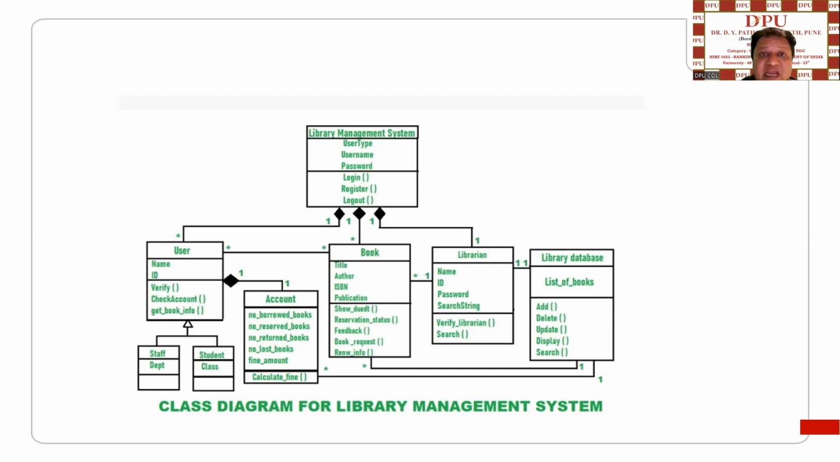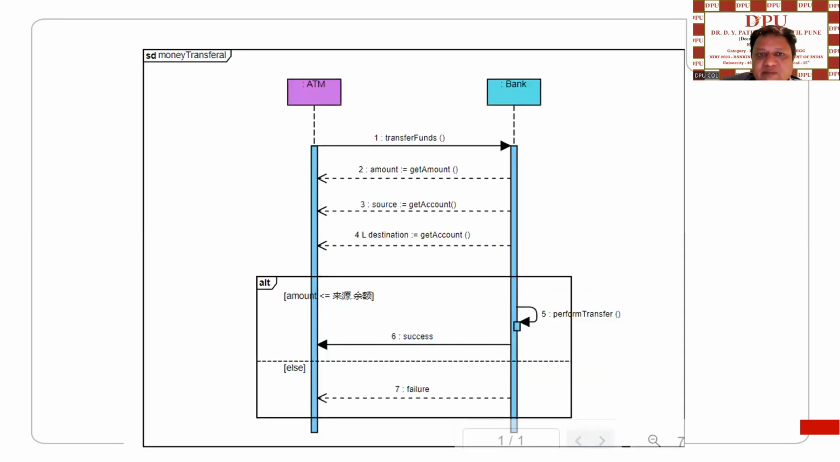That can be shown with the help of a class diagram, especially if I am using the OOPS programming style for developing my application. In that case, I will use the class diagram to depict the overall functionality or the various components of my application. So this is about class.